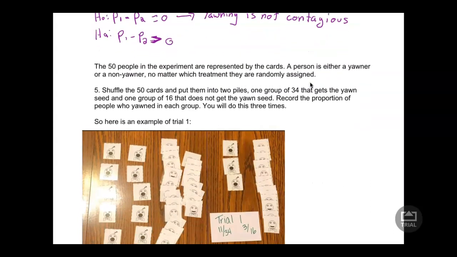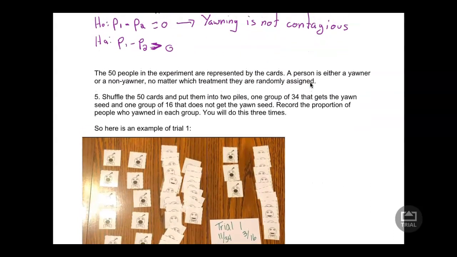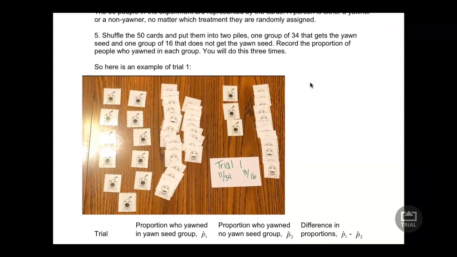All right, the 50 people in the experiment are represented by the cards. A person is either a yawner or a non-yawner, no matter which treatment they are randomly assigned. Shuffle the 50 cards and put them into 2 piles. One group of 34 that gets the yawn seed and one group of 16 that does not get the yawn seed. Record the proportion of people who yawned in each group. You will do this 3 times. So if you had been in groups in class, you would have done this 3 times and gotten your results.